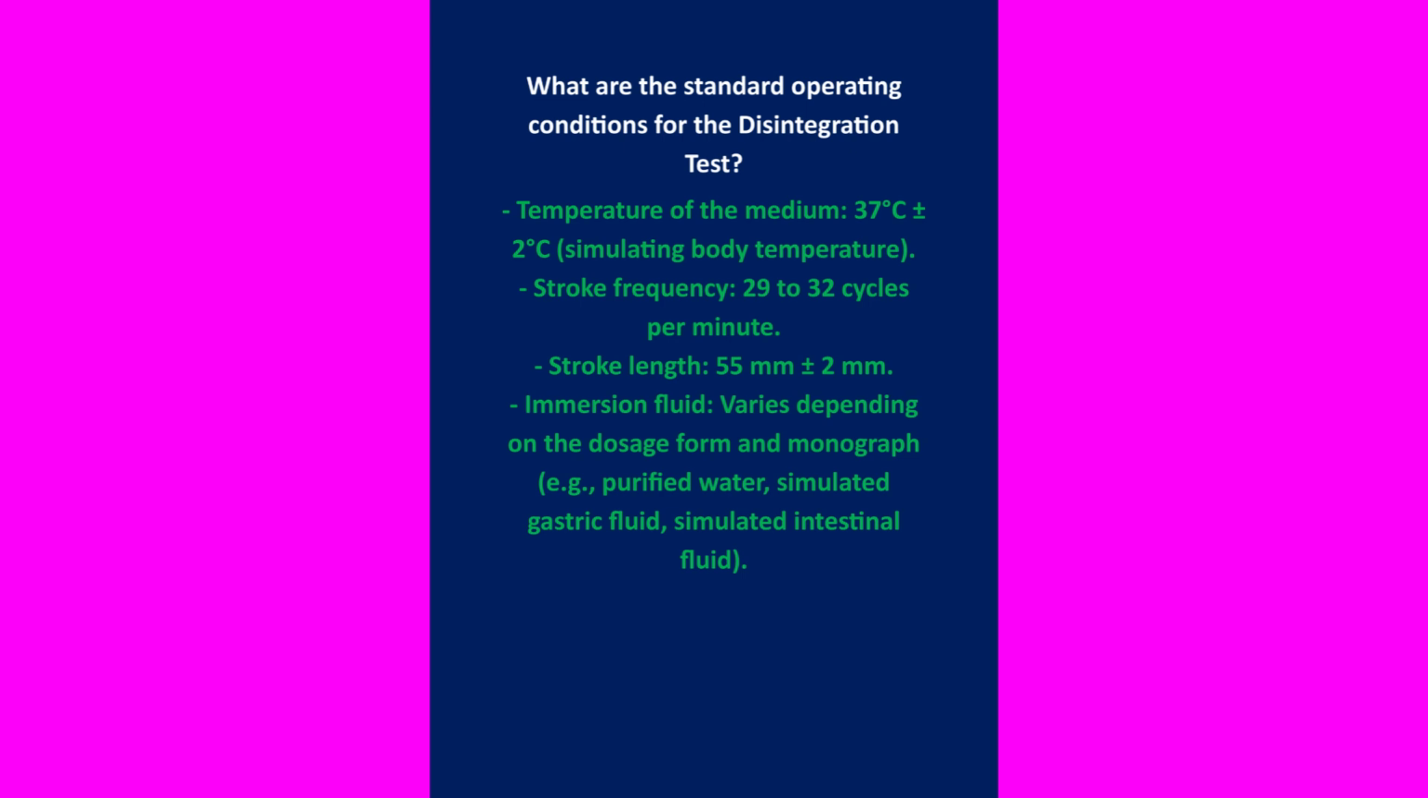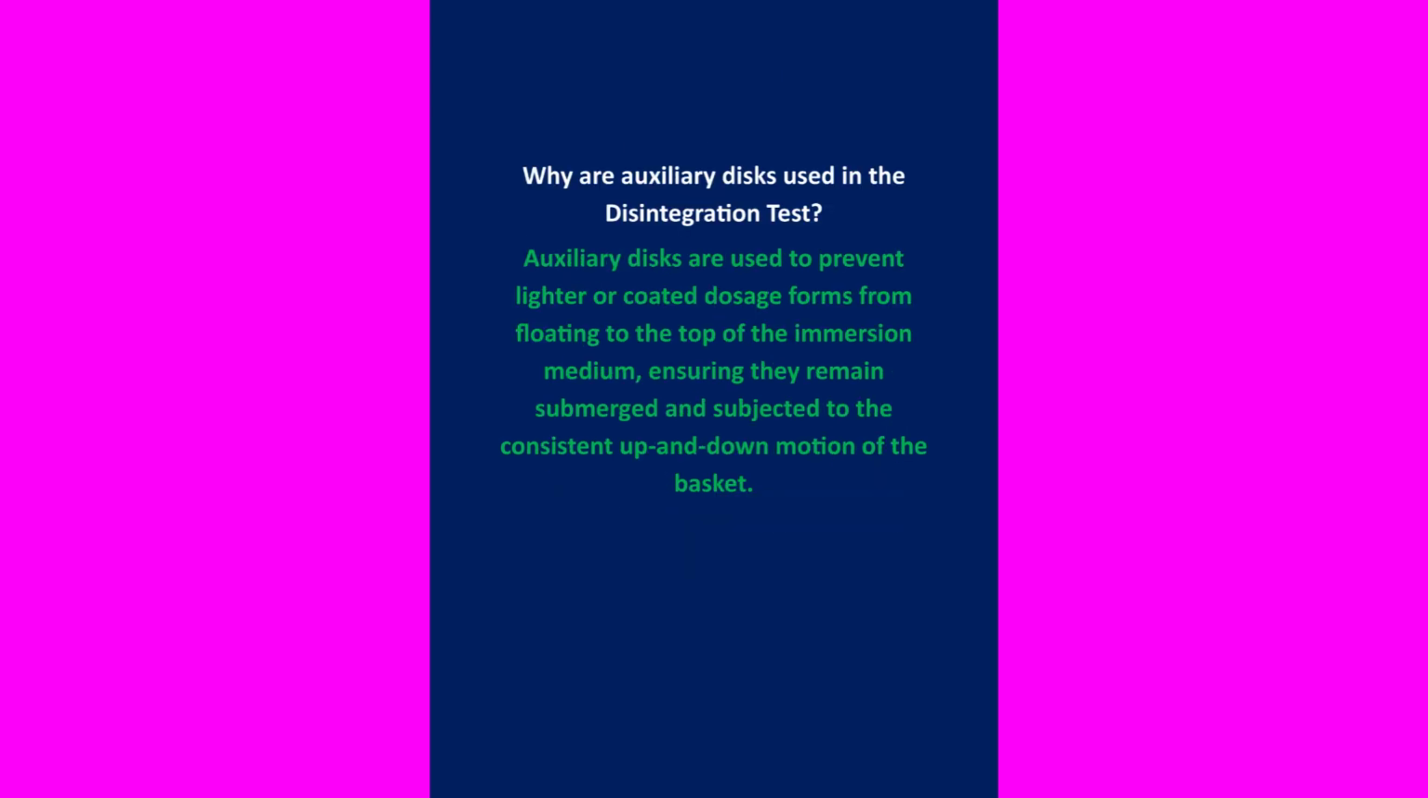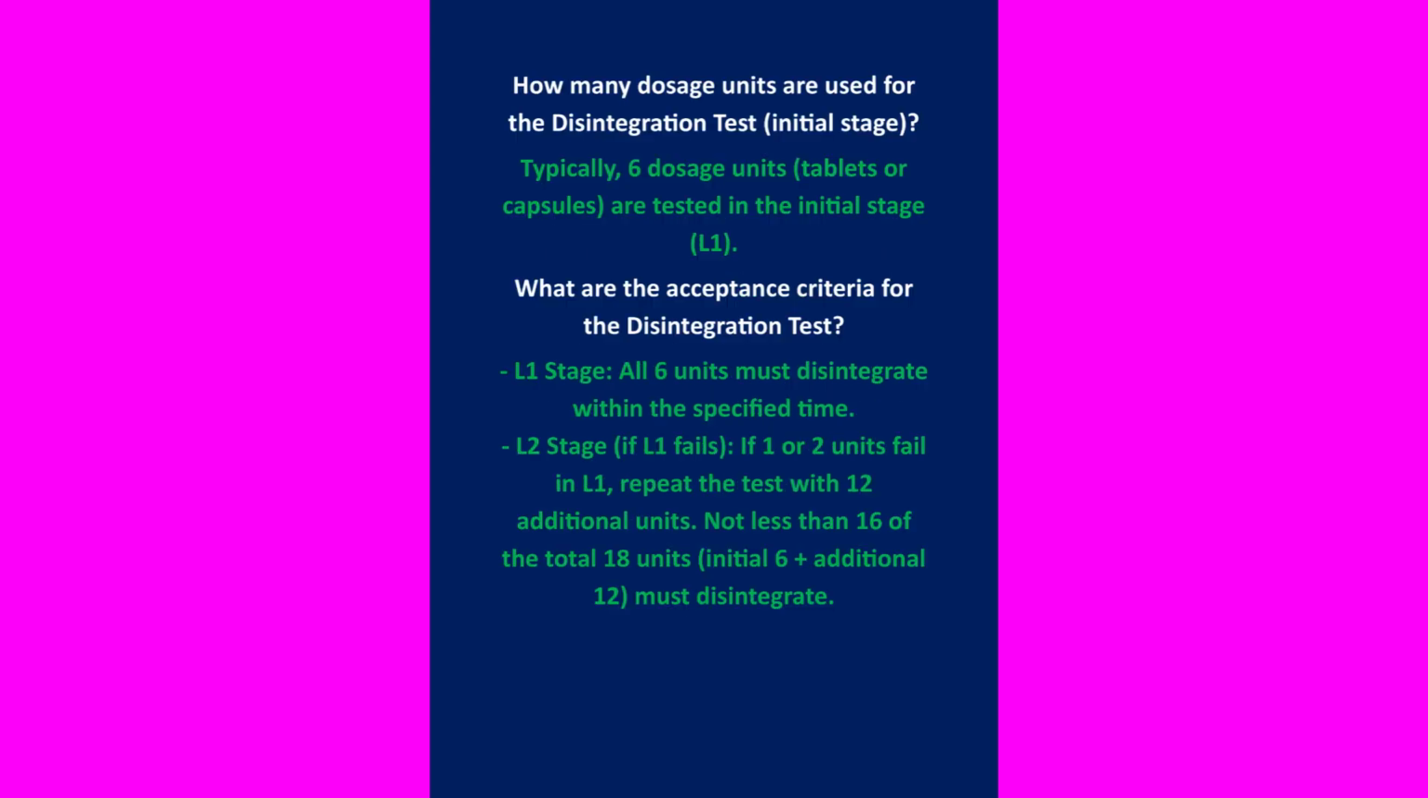Why are auxiliary discs used in the disintegration test? Auxiliary discs are used to prevent lighter or coated dosage forms from floating to the top of the immersion medium, ensuring they remain submerged and subjected to the consistent up and down motion of the basket.